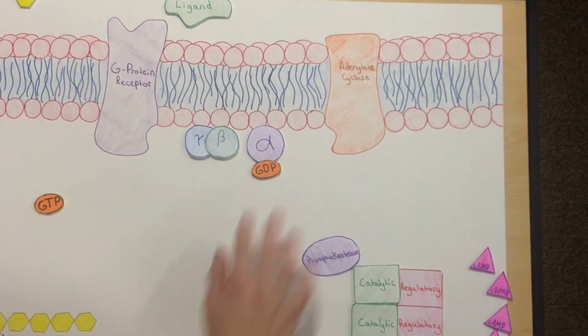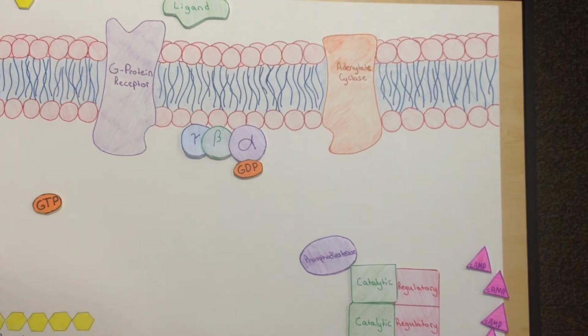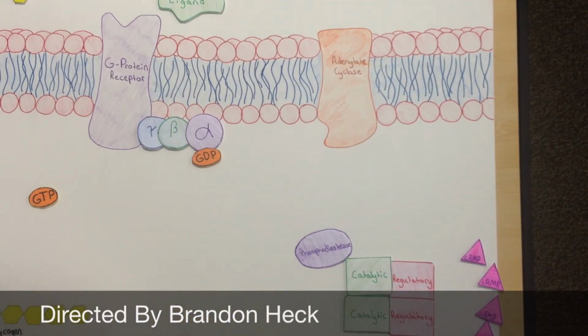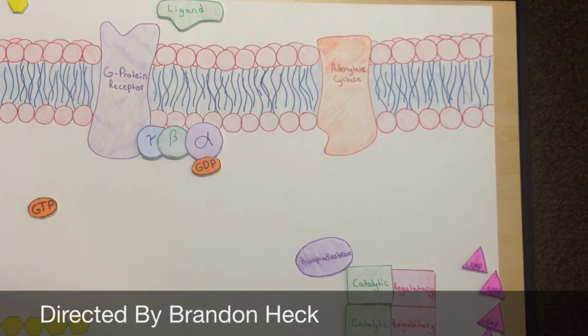The alpha subunit then reattaches to the other subunits of the G protein. These then reattach themselves to the G protein receptor and are ready to begin again.